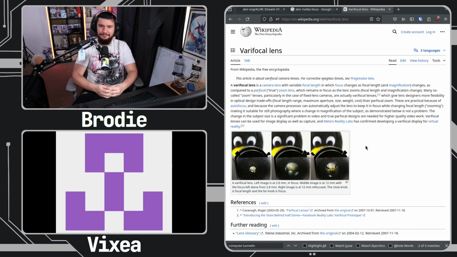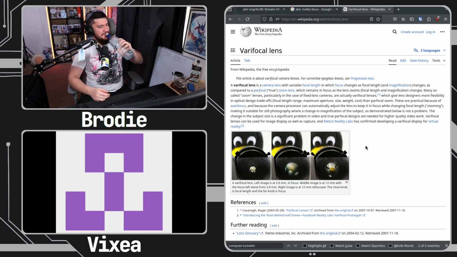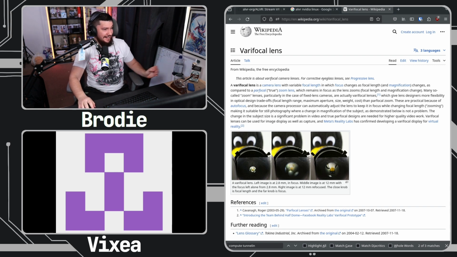I just went to the Wikipedia page for varifocal, and I don't know why this is the picture that's there, but the demo used is a picture of Tux, the Linux penguin. Yeah, that's interesting. I didn't actually know that. I didn't know it either. I just wanted to find some information on varifocal while you were talking about it.